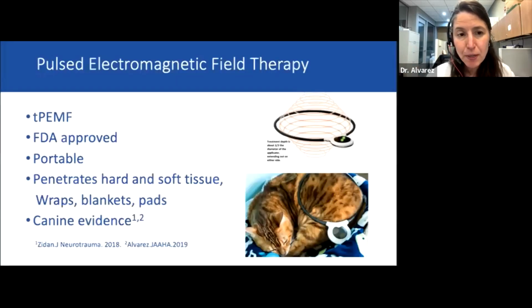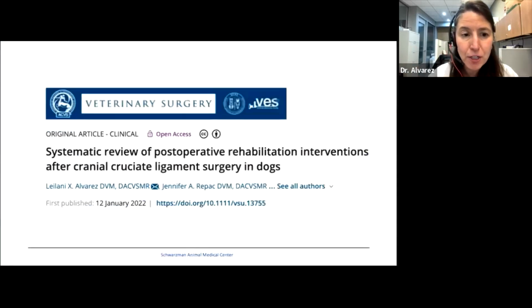And then I just wanted to speak briefly about the paper that I published last year. This was a systematic review on the post-operative rehabilitation interventions in dogs recovering from cruciate ligament disease. This is an open access paper, so for any of you that are interested, you can just type in my name and then systematic review post-operative rehabilitation, and it should come up.